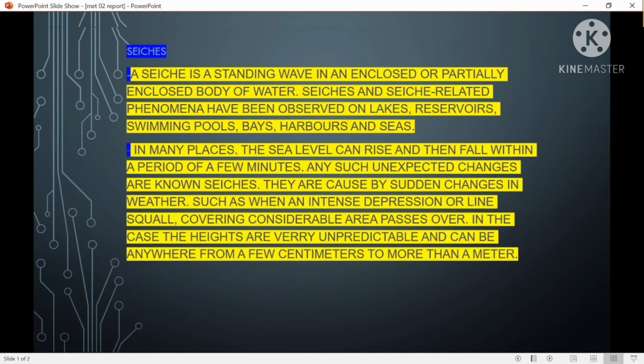At sinasabi naman dito, sa mga lugar na may tubig tulad ng dagat, within a minute, pwede magbago ang water level. Tapos yung mga unexpected o hindi inaasahang pagbabago ng tubig, ay yung tinatawag na seiches. Kumbaga, nagbabago ito depende sa panahon. Kung may bagyo, syempre malakas yung hangin, possible na tataas yung tubig nun. Yung taas ng tubig ay centimeters na pwede maging mas mataas pa sa meter.